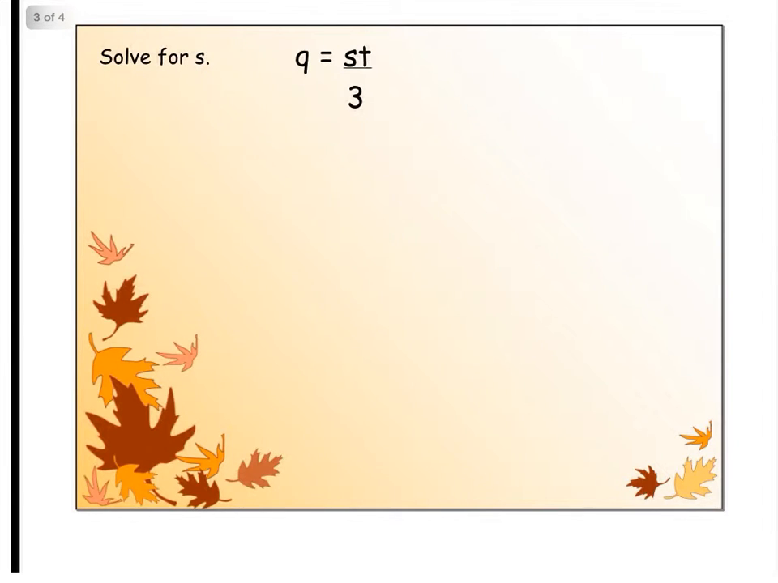So if I look for my s, I can see it's up here. So I have q is equal to s times t divided by 3. So this s and t up here are multiplying together, and the whole thing's divided by 3. So I need to get rid of that 3 in the bottom first. Since the product st is being divided by 3, I need to multiply both sides by 3. What I do to one side, I always do to the other to get rid of the 3 in the bottom here. So now I have 3 times q is equal to s times t.